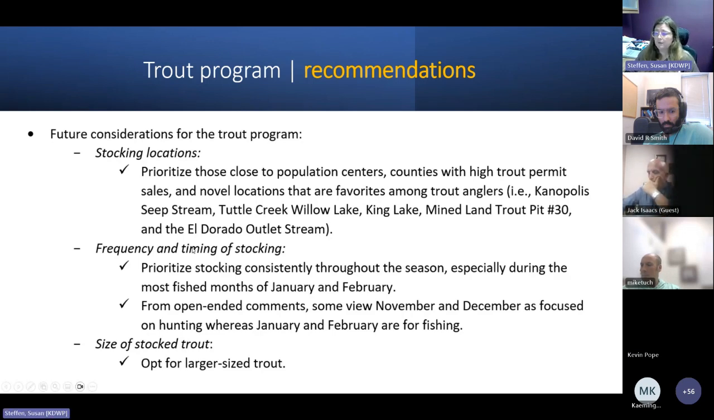So I propose that for future considerations, when it comes to stocking locations, we look at those population centers and, here's where you should prioritize based on the data, and the frequency and timing of the stocking and the size of trout. If we can, let's opt for larger size trout. Again, these recommendations are based on the idea that we're trying to find palatable solutions. So we're not going to please everyone. But if we are going to make some changes, we might tweak the program. Here's some suggestions, some recommendations of where we can make those changes to be more palatable.